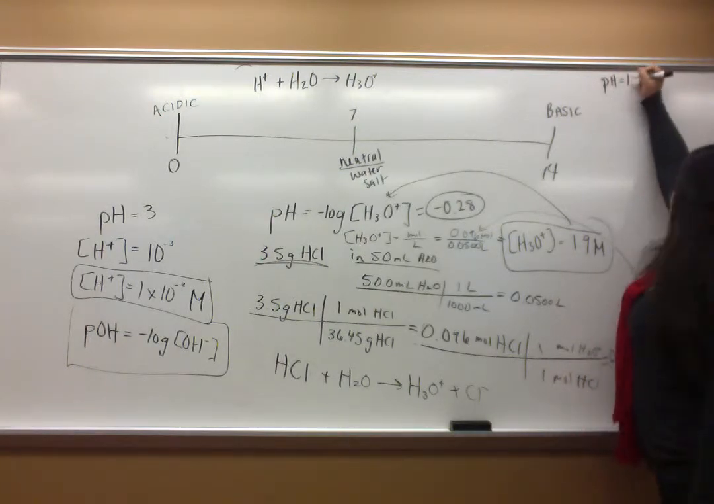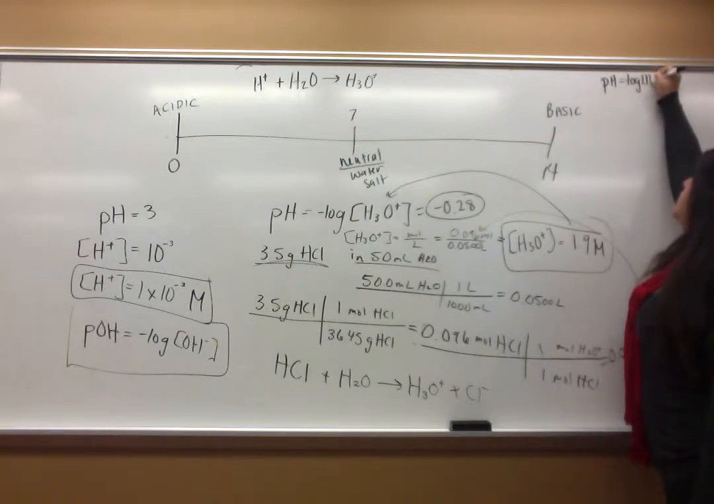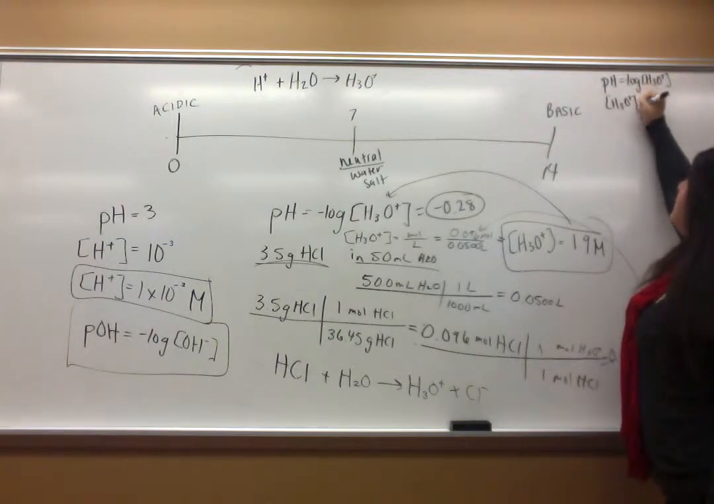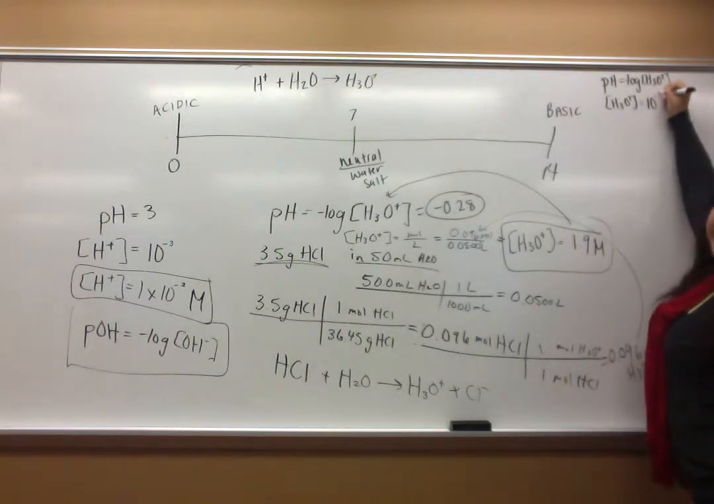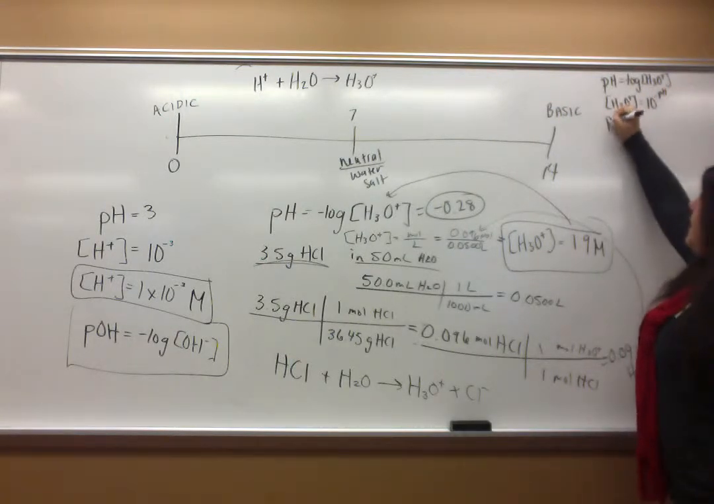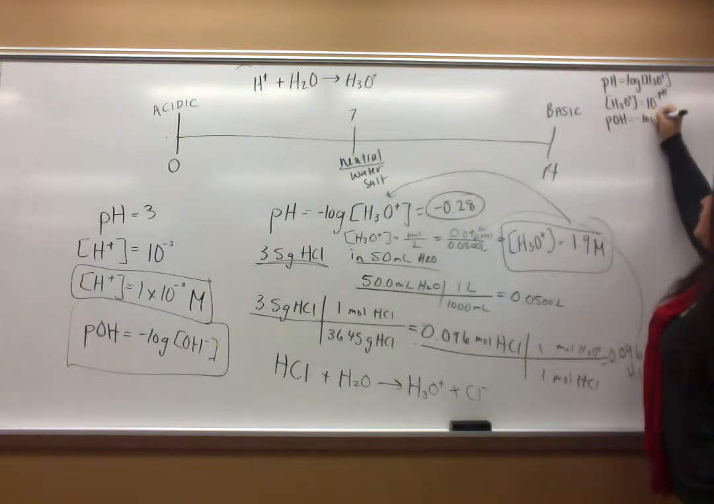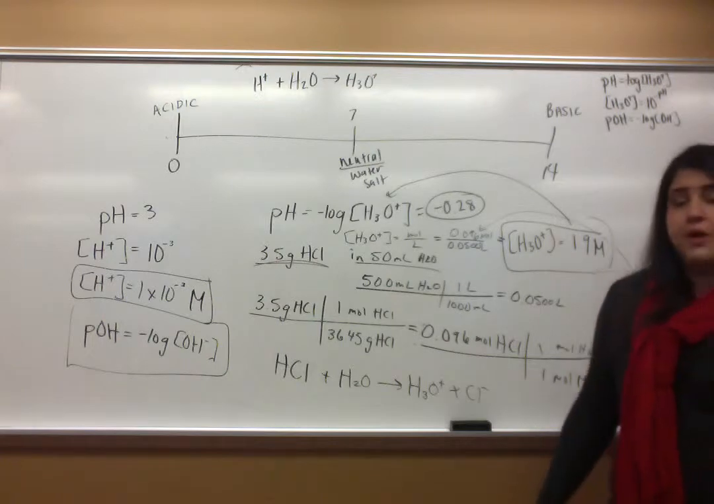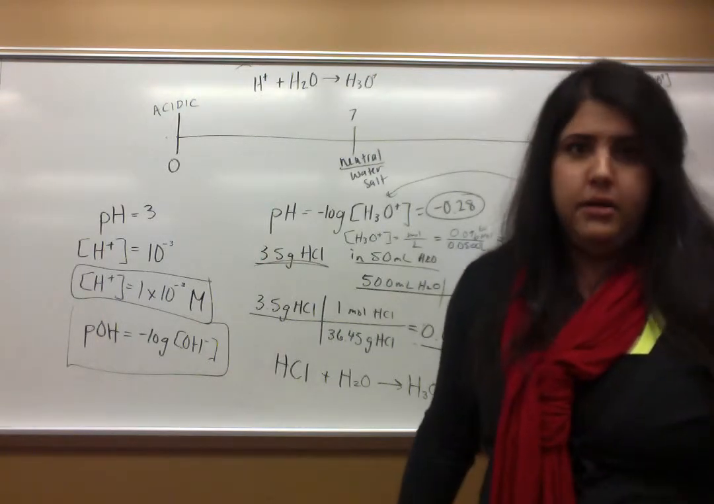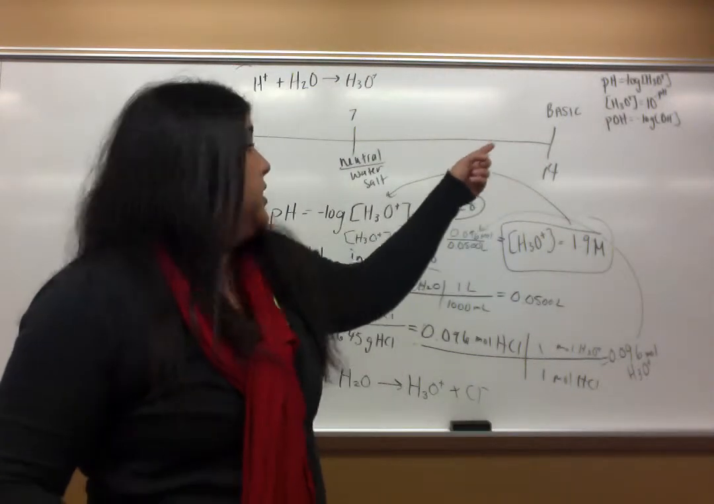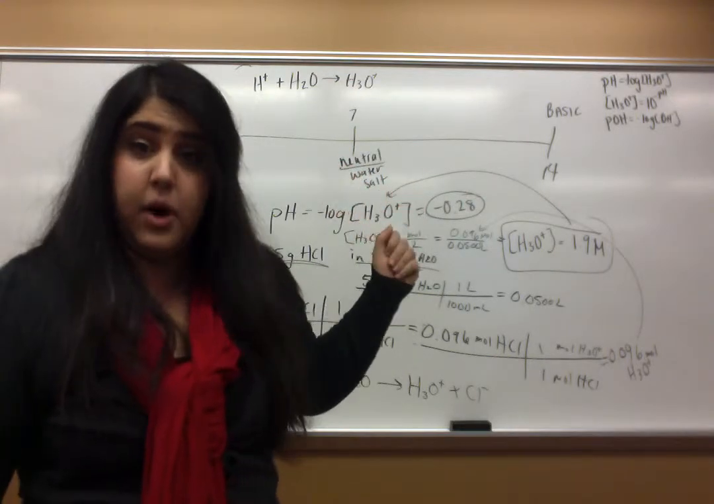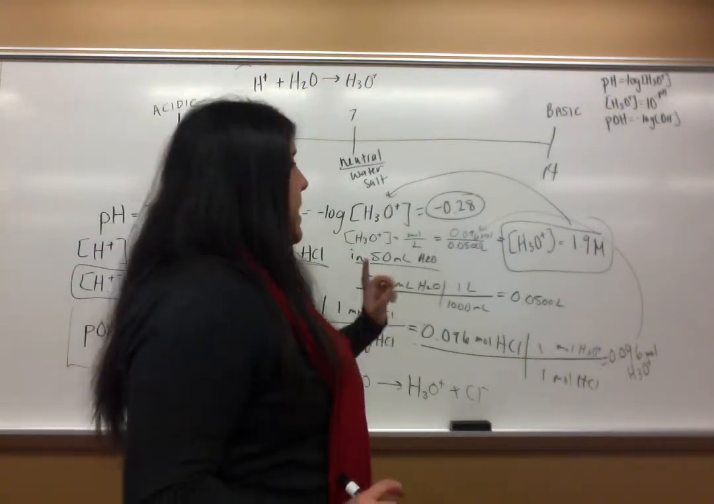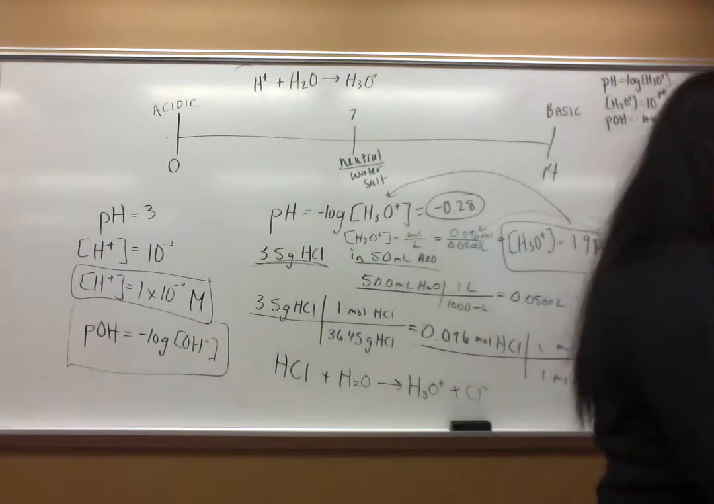pH is equal to negative log of my concentration of H3O plus, power of hydrogen. Concentration of H3O plus is equal to 10 to the negative pH. pOH now is equal to negative log of my concentration of hydroxide. And remind yourself, where does hydroxide come from? Well, H3O plus comes from acid in water. Hydroxide comes from base in water. So pOH equals negative log of hydroxide.